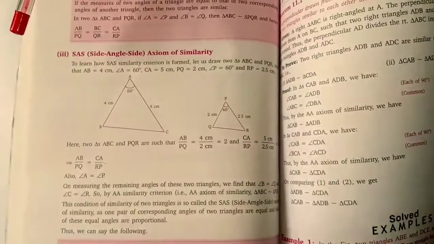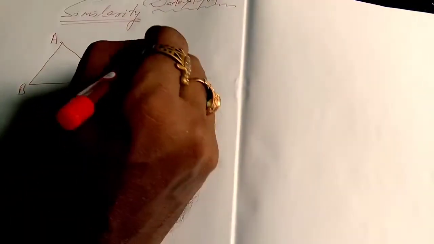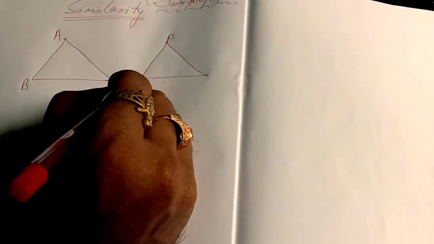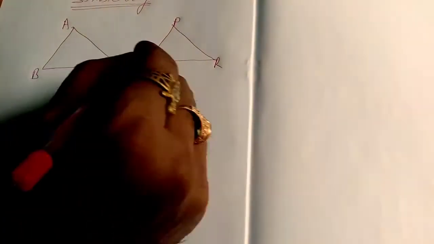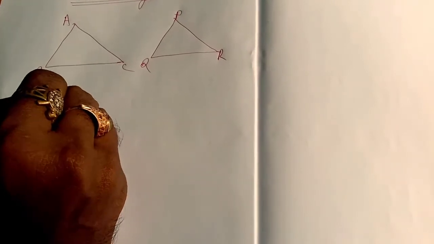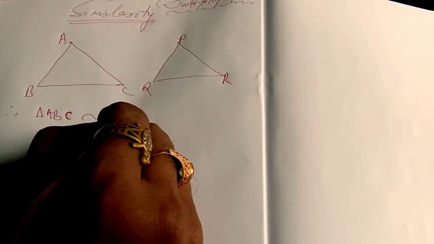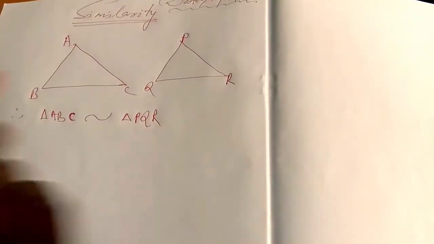Let us go to a sum. Let us draw two triangles. ABC is a triangle. Another triangle you draw like PQR. These two triangles are similar. Suppose these two triangles are similar. Therefore, I am writing here triangle ABC similar to triangle PQR. These two triangles' similarity is given, suppose.